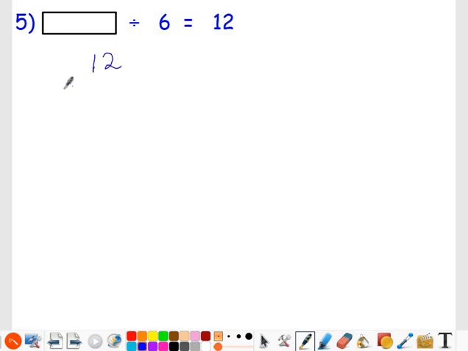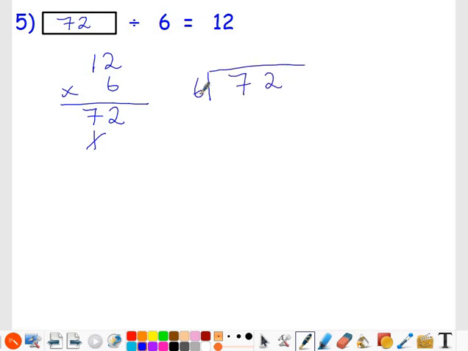So 12 times 6, you may know this straight away in your head. 2 times 6 is 12, 2 down carry 1, 6 times 1 is 6, and the one we carried is 7. So we get an answer of 72. And again, you may have known that straight away. Okay, and if you would like to check 72 divided by 6, how many 6s are in 7? 1, remainder 1. How many 6s are in 12? 2. So our answer is correct.